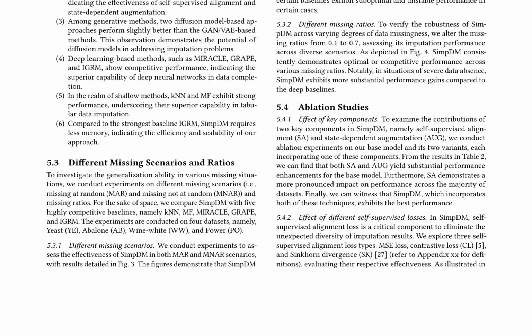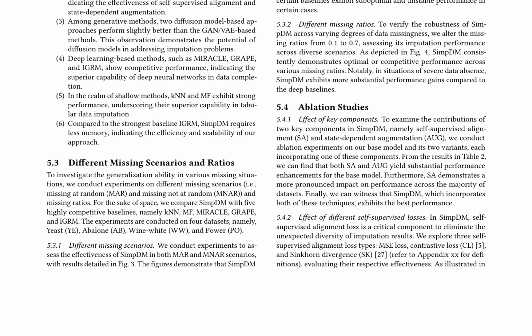We conduct experiments on 17 datasets and compare our approach with 11 state-of-the-art baselines. The results demonstrate that SimpDM consistently outperforms all the baselines on 11 datasets and achieves runner-up results on the rest 6 datasets. This consistent superiority across a majority of datasets highlights the adaptability and robustness of our method in addressing missing data imputation challenges. To further explore the effectiveness of our approach, we perform ablation studies for the key components, self-supervised losses, and augmentation strategies.